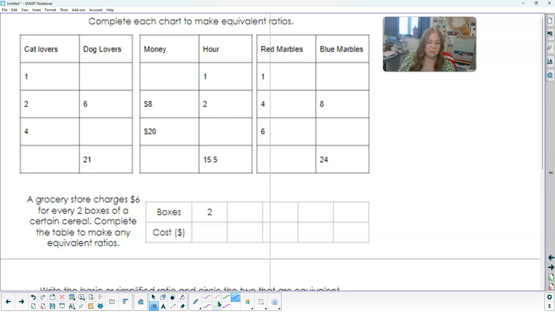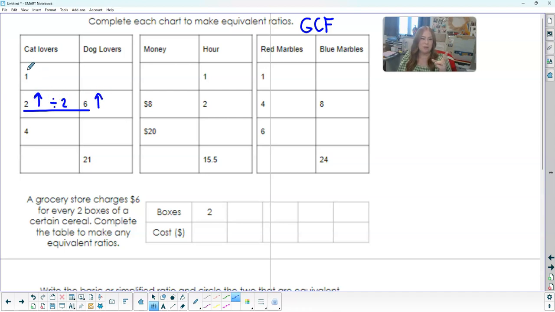So the first ones want us to make equivalent ratios. So we are either multiplying or dividing. We have to do the same thing to both sides. So if we look here, we have 2 and 6. So we need the greatest common factor to be able to simplify first. And then we use that to find the rest of the chart. So 2 can go into 6 and 2 can go into 2. So we're going to divide by 2 on both of these.